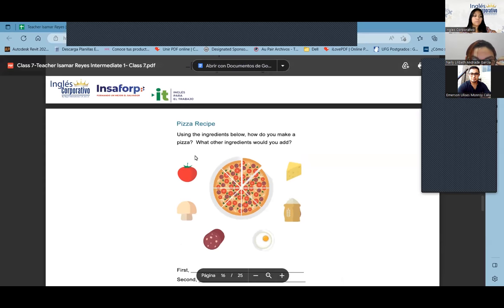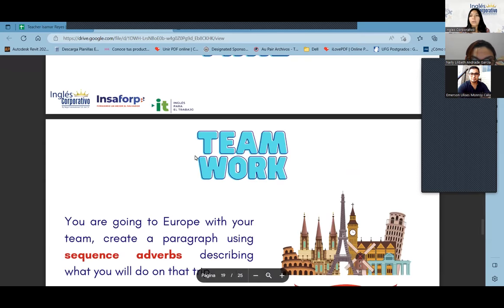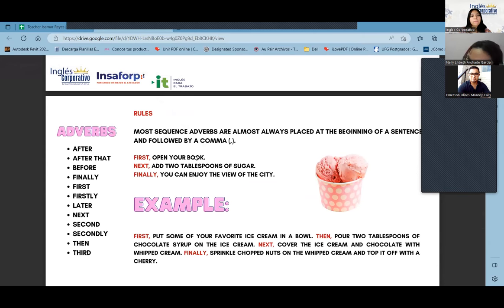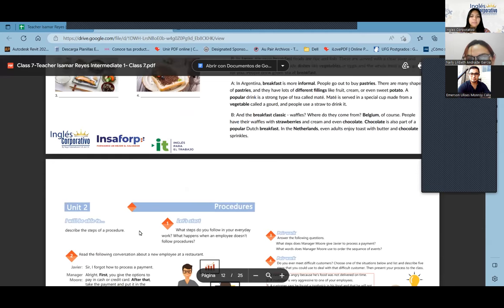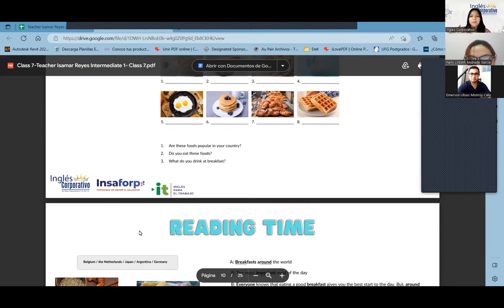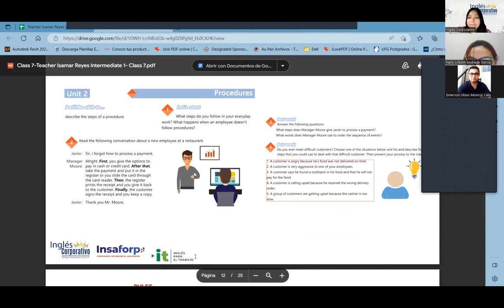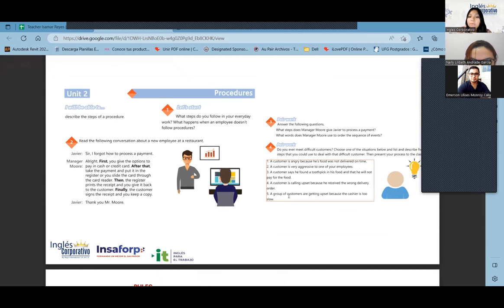We create a procedure for the customers. Scroll up, Nelly, or down. Here, number five. You are number five. A group of customers are getting upset because the cashier is too slow. What do you do? I need three possible solutions, okay?